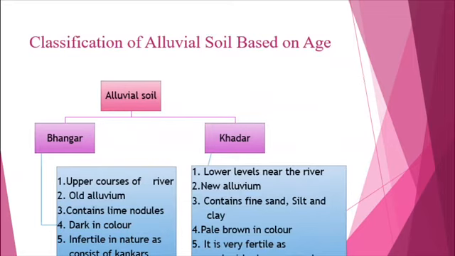Alluvial soil can be classified on the basis of age, that is Bangar and Khadar. What do you mean by the word Bangar? Bangar means the soil that is formed on the upper courses of the rivers, that is 30 meter above the flood level of rivers. Bangar contains lime nodules. It is also known as old alluvium. These soils are dark in color, and as they have lime nodules, they are infertile in nature.